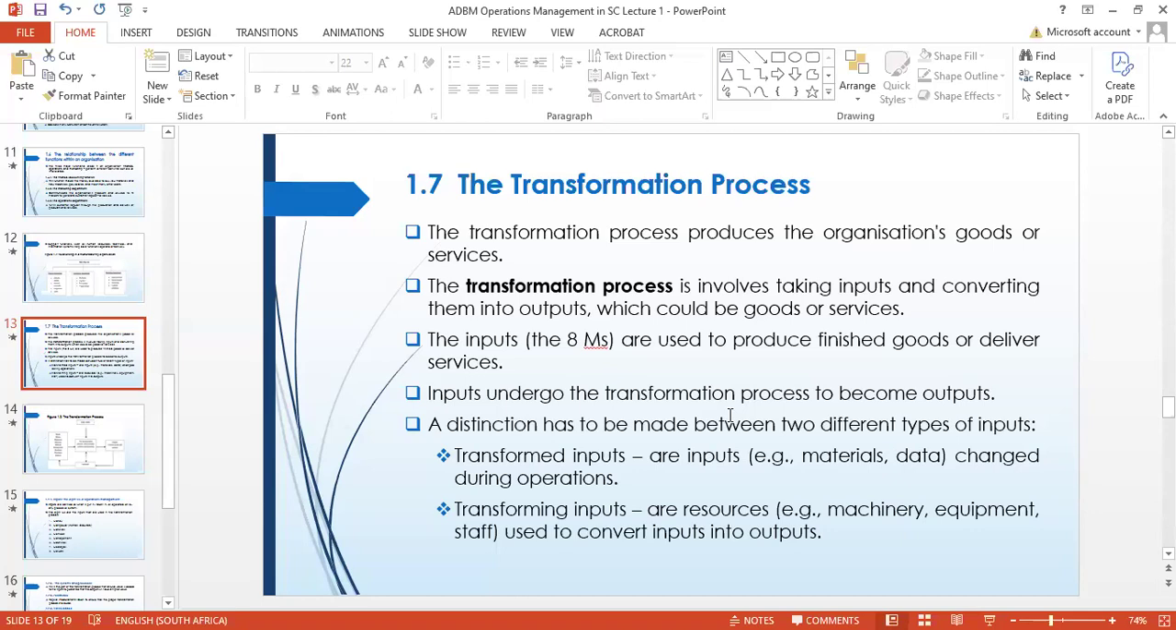And then we have transforming inputs. Now we are talking of those items or resources that are used to change inputs into output. But these ones do not change. We're talking of machinery. It is just used to change input into output, but the machinery doesn't change. It remains the same. It changes the raw materials that are there, and then it waits for the other raw materials to come. Equipment, the staff, the labor, all these are transforming inputs. They don't change, but the transformed ones change. We come up with something that is different at the end. So note the difference between these two types of inputs that are used in the transformation process.